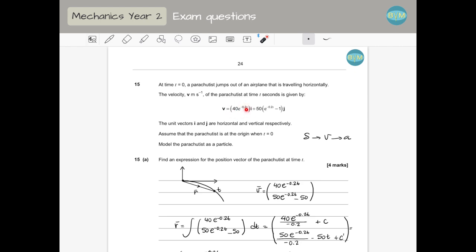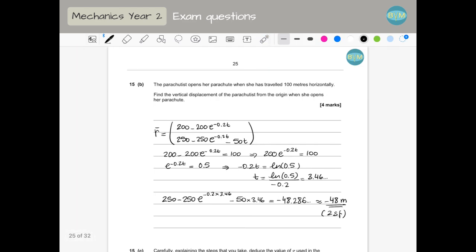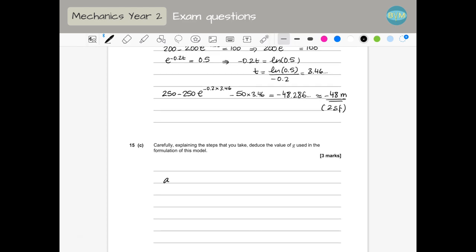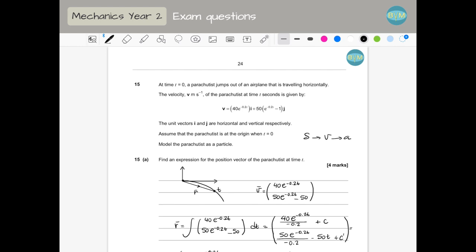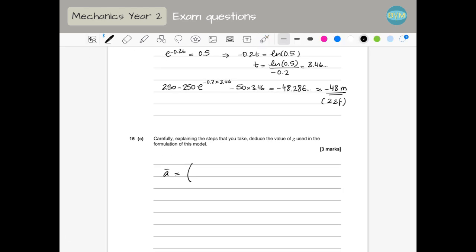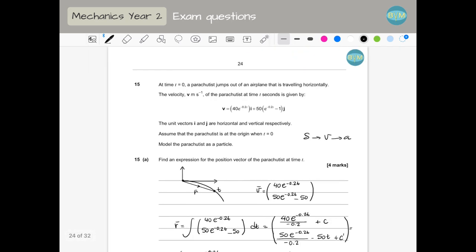But we know we don't have horizontal acceleration, yeah, in projectile questions, because we don't have any horizontal forces acting. So the only one that we are counting is the vertical component. So the acceleration will be something like 0 for the horizontal, and then the vertical. The vertical velocity comes from the integral of this one. So I'm going to copy that. The vertical component of the velocity is 50 e to the power minus 0.2t minus 50.